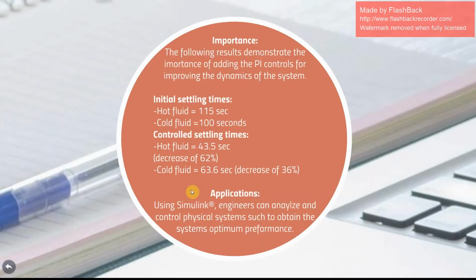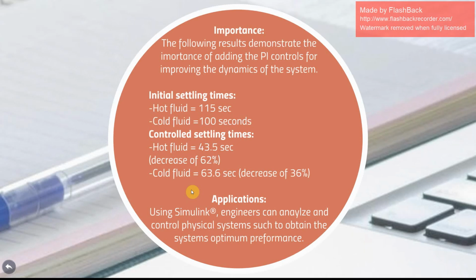The importance and applications of Simulink and the controls are as noted, as results show below. The addition of the PI control improves the dynamics of the system. Thankfully, using Simulink, we are able to run multiple simulations, and we are also able to tune these controls for optimum performance. This is additionally how engineers may be able to control or analyze systems to obtain their optimum performance.